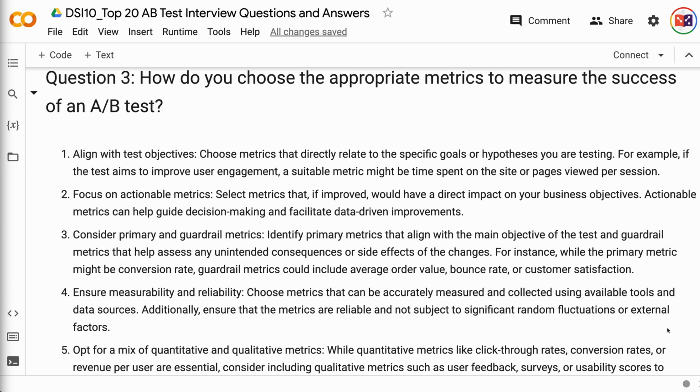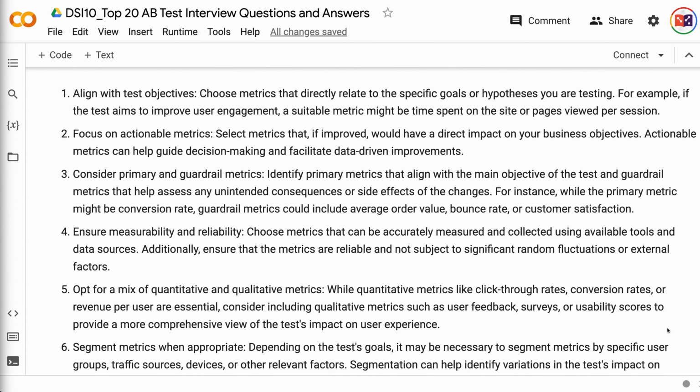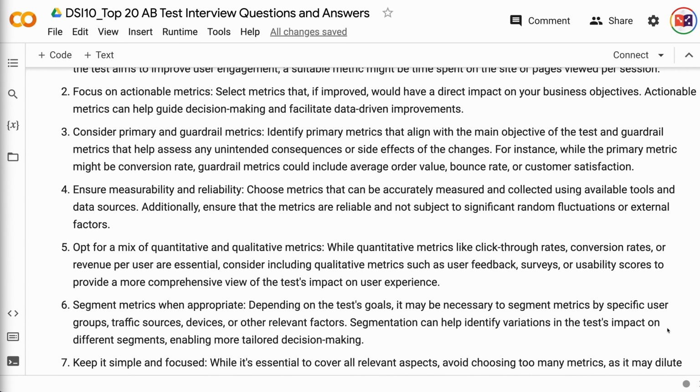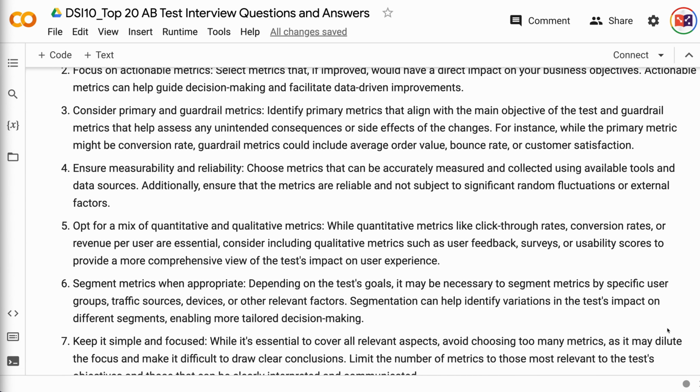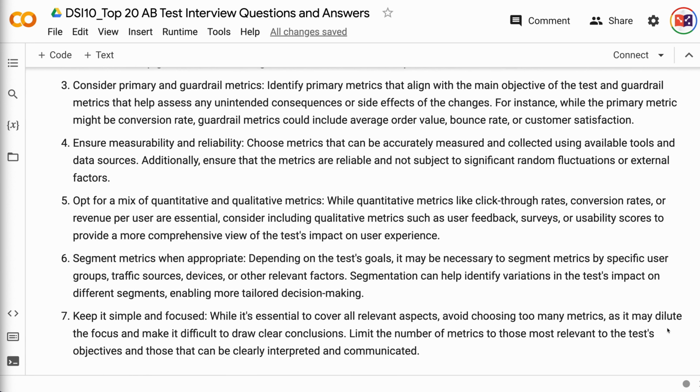3. Consider primary and guardrail metrics. Identify primary metrics that align with the main objective of the test, and guardrail metrics that help assess any unintended consequences or side effects of the changes. For instance, while the primary metric might be conversion rate, guardrail metrics could include average order value, bounce rate, or customer satisfaction. 4. Ensure measurability and reliability. Choose metrics that can be accurately measured and collected using available tools and data sources. Additionally, ensure that the metrics are reliable and not subject to significant random fluctuations or external factors.